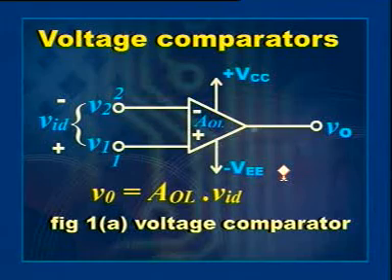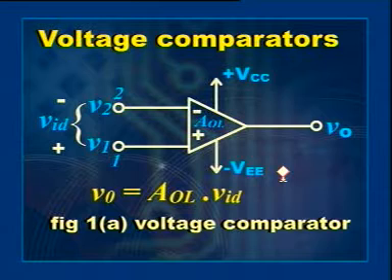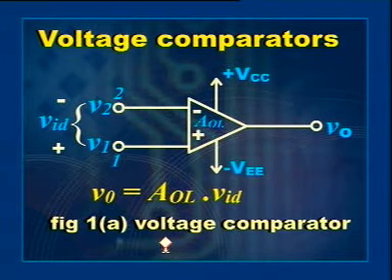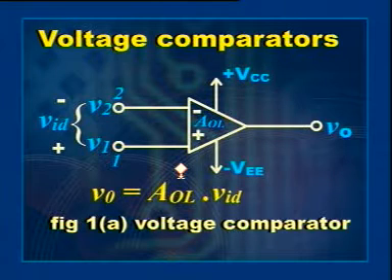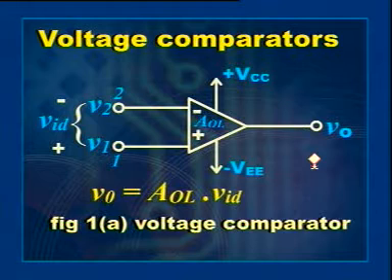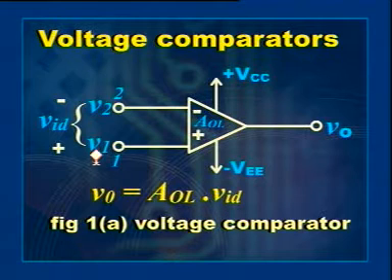The voltage comparator is basically represented as shown in figure. Here the op-amp is in open loop configuration. V1 and V2 are input voltages, V0 is the output voltage. Therefore, V0 equal to AOL VID, where VID is V1 minus V2. AOL means open loop gain of the op-amp.